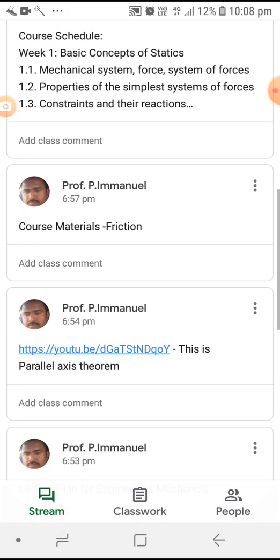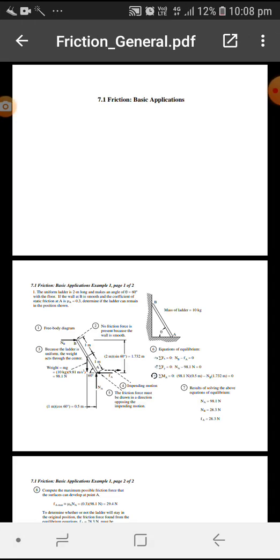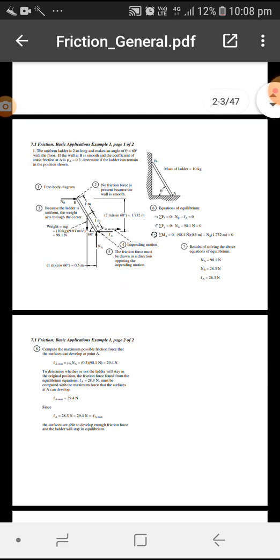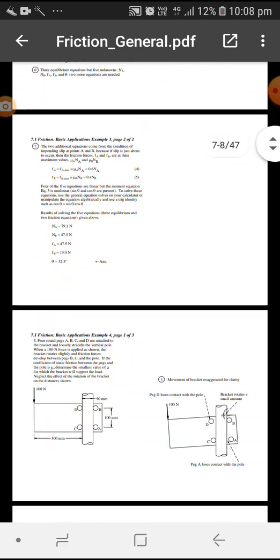The next one is about the course materials for the chapter friction. Here are the course materials in which the problems are there, and moreover the free body diagrams and the procedures to solve the problems are described clearly. This is the course material for the chapter friction.